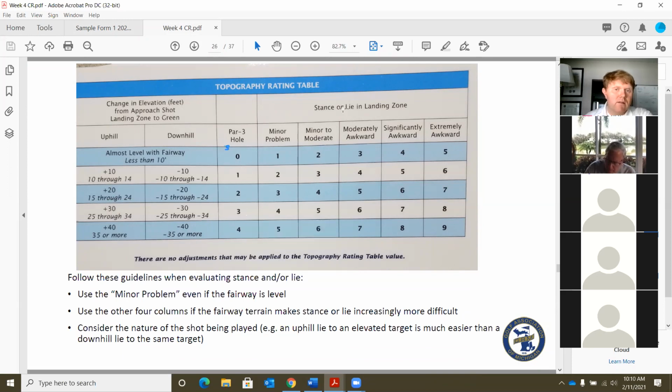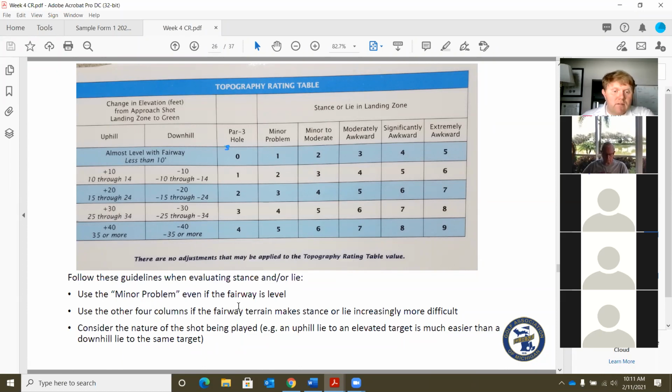Because again, because it's a par 3, we're not worrying about the stance because the tee box is in theory flat. I know we run into some that aren't, but we're assuming that they're flat. Okay, so when we start getting into these other choices, minor problem, minor to moderate, moderately awkward, significantly awkward, or extremely awkward, now we're talking about 2 or 3 shot holes. Okay, so there are some guidelines here that say to follow these guidelines when evaluating stance and/or lie.